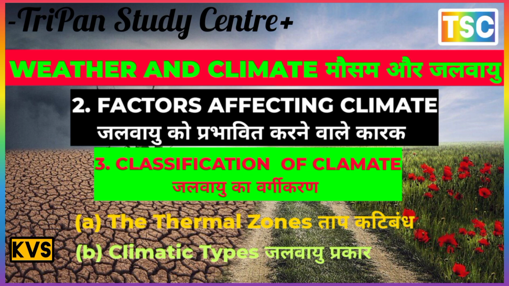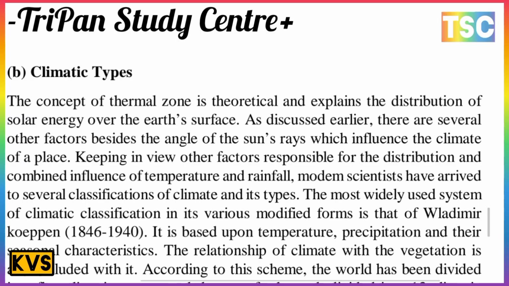The next point is climatic types. The concept of thermal zones explains only the distribution of solar energy over the earth's surface. As discussed earlier, there are several other factors besides the angle of the sun's rays which influence the climate of a place. Keeping in view the factors responsible for the distribution and the combined influence of temperature and rainfall, modern scientists have arrived at several classifications of climate and its types.